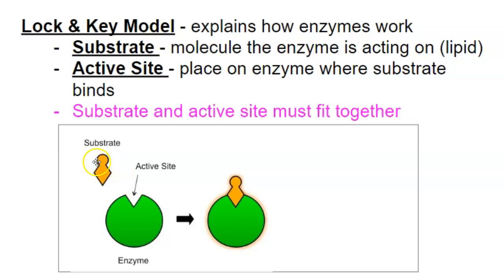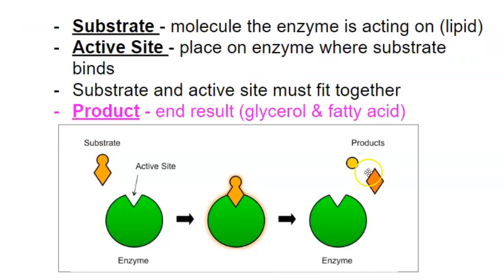And then remember, our whole goal is to break apart this molecule. So the last part here is that we end up with products. So if I'm trying to break down a fat, I'm going to end up with my products of glycerol and fatty acids, the building blocks. And again, you can draw this and show the two products leaving. So that's how enzymes work. Substrate goes into the enzyme, binds to the active site, has to be the right size and shape, and then gets released as products.